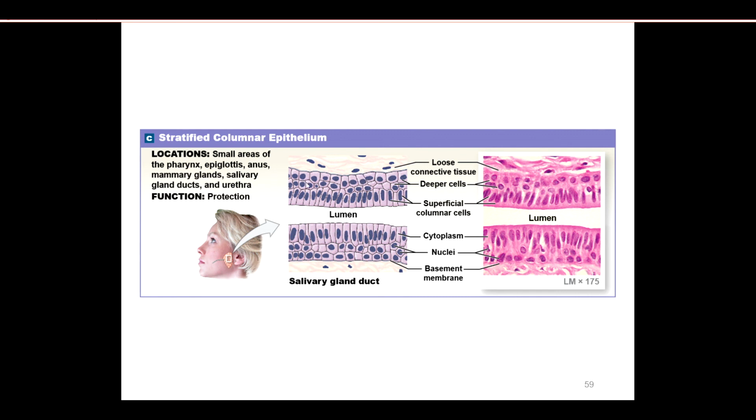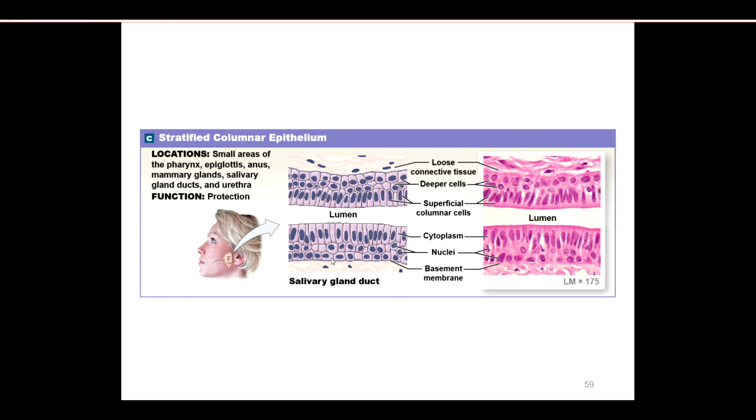And then again, look, right? One, two, three layers of cells. The cells that are furthest away from the basement membrane, however, are columnar, right? On this side, same thing. Basement membrane, row one, two, three rows of cells. And again, the cells that are furthest away from the basement membrane are columnar, right? So this would be stratified columnar. As I mentioned, these are relatively rare in the body. They're just in small areas of those organs.